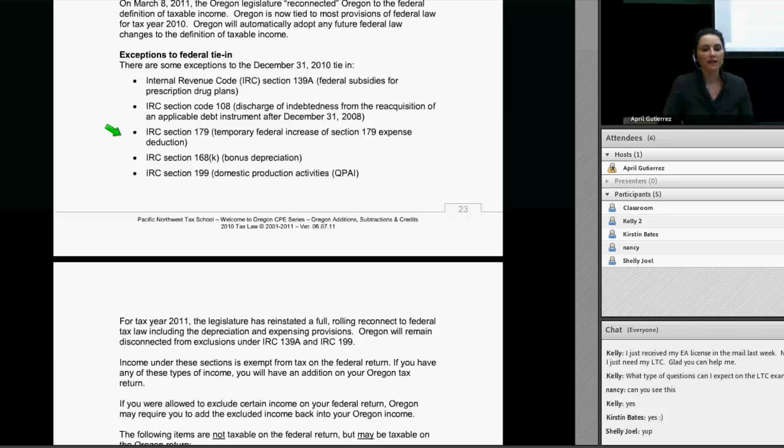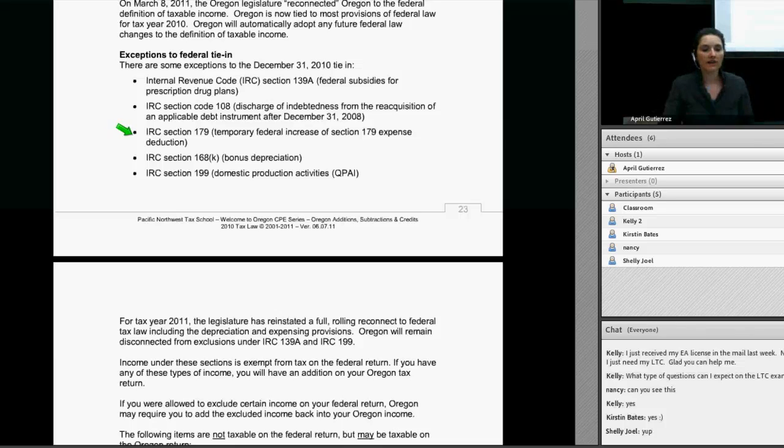Internal Revenue Code Section 179, the temporary federal increase of Section 179 expense deduction. What this rule is saying is that Oregon is looking back in time to where the Section 179 deduction used to be limited, and the fact that now the limit is $500,000, Oregon is saying we're not going to allow $500,000 of Section 179 deduction on the Oregon return for businesses that might qualify for that. We're going to hold it back to lower numbers that were available in the past.